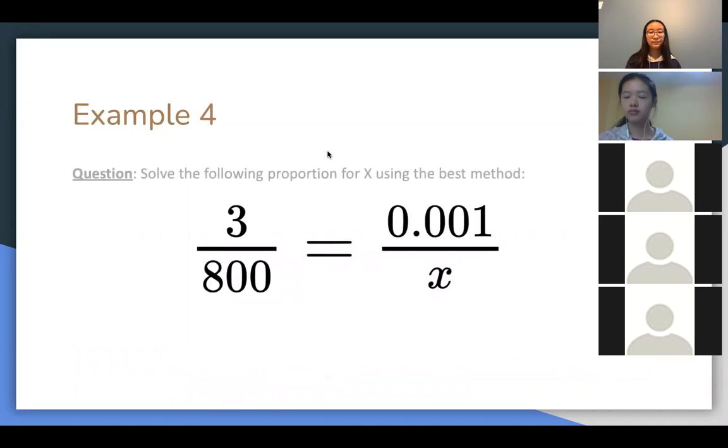All right, next example. This is similar to last time. Solve it using the best method. And put your answer and your method in the chat.